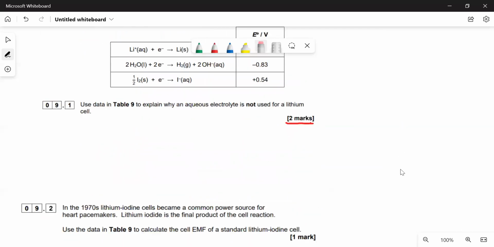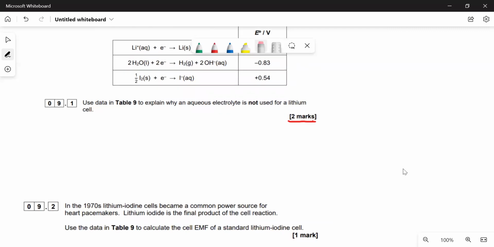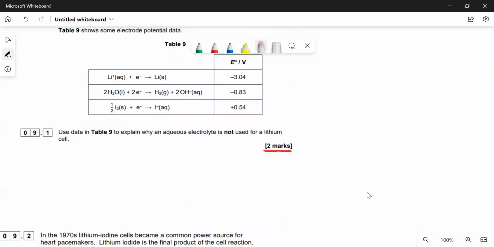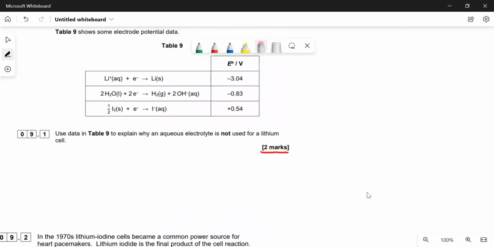In the 1970s, lithium iodine cells became a power source for heart pacemakers. Lithium iodide is the final product of the cell reaction. Use the data in table 9 to calculate the EMF of the lithium iodine cell. So we need to look at the 2 half equations we're interested in, which are these 2.